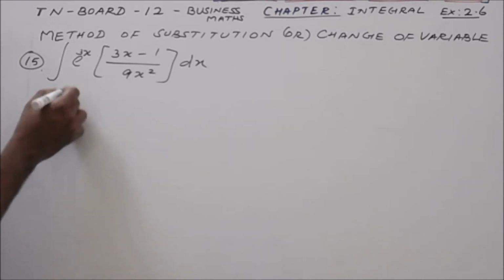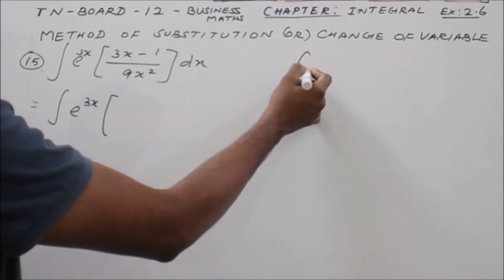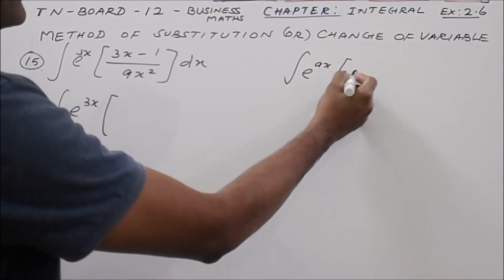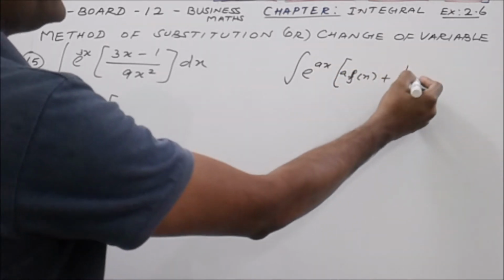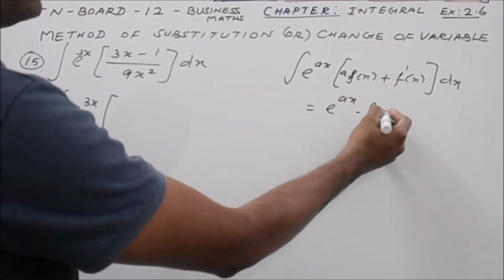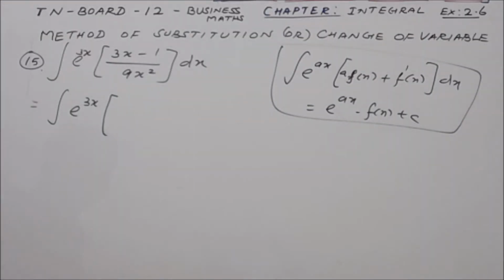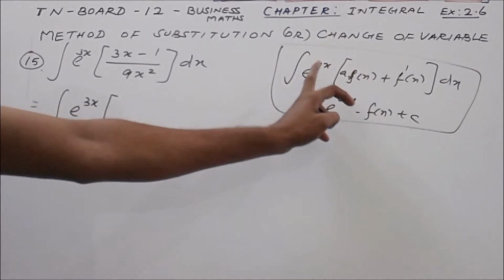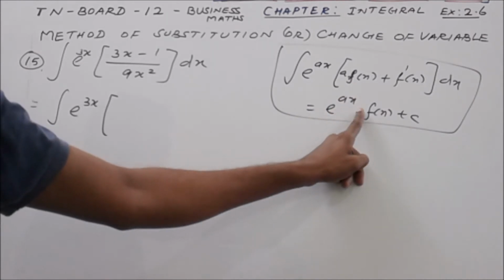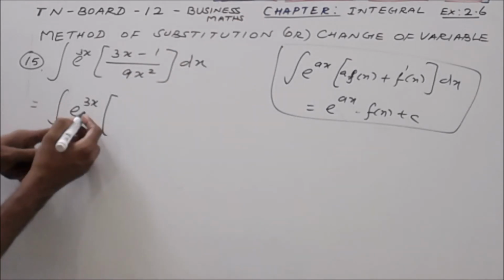Now, we have another formula: integral e power ax into [a f of x plus f dash of x] dx equals e power ax into f of x plus c. We have another formula similar to the previous one. Instead of e power x we have e power ax, where a is multiplied with f of x. In those cases we can apply this formula. So convert it into the same form, since e power ax is here.